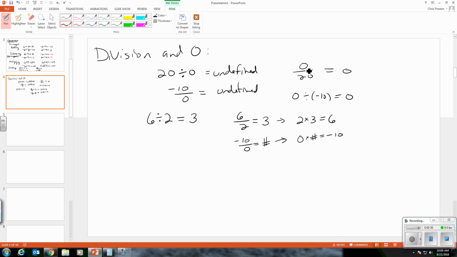Now, if you're dividing into 0, then the answer is always 0. And that's something that sometimes people get mixed up between. So it's okay if your top number, your dividend, is 0, but if your divisor is 0, then it's undefined. You can't divide by 0.